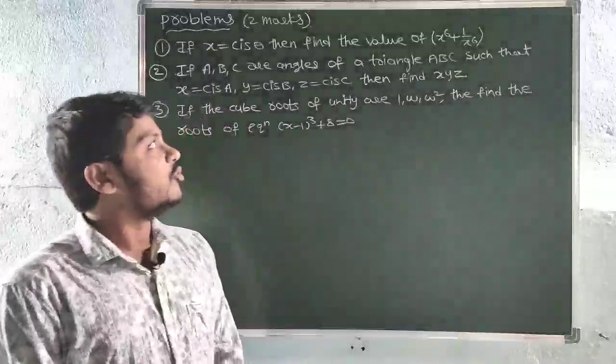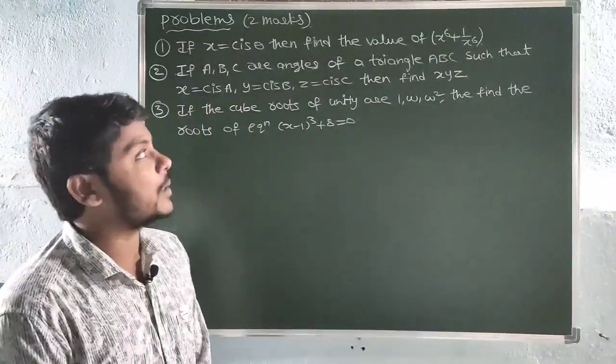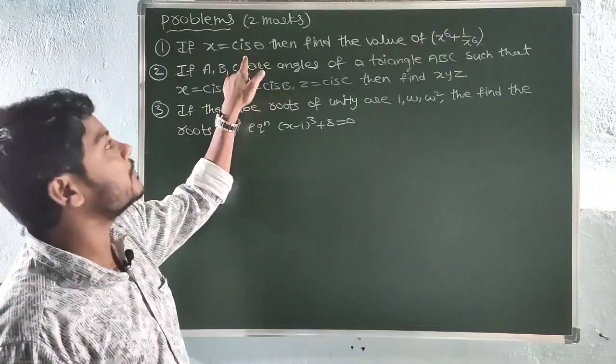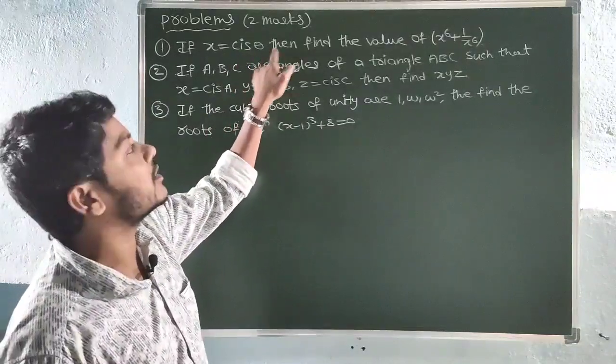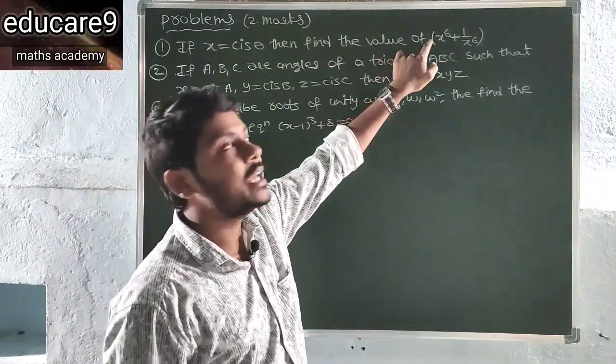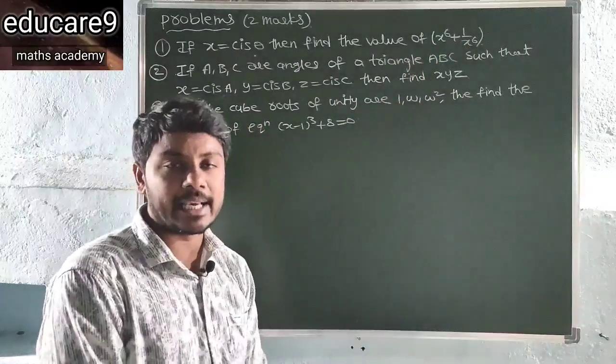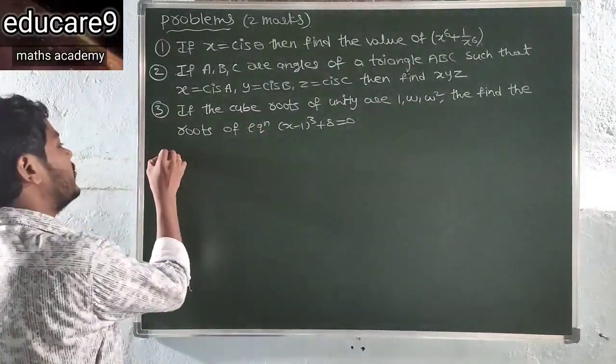Hi, hello everyone. For this session we will discuss a few problems. So see the first problem. If x is equal to cis theta, then find the value of x power 6 plus 1 by x power 6. So see the first solution.